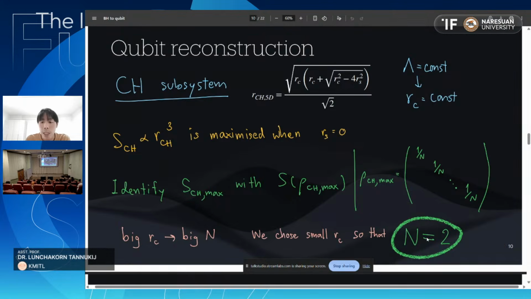And of course, since n is closely related to the length scale of the cosmological constant of our universe, if I choose n equals 2, then that shouldn't reflect the realistic universe? Yes, of course. And I will have a say about that at the very end of the presentation. So let's keep that in mind.